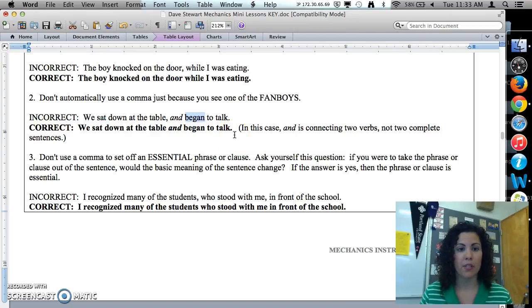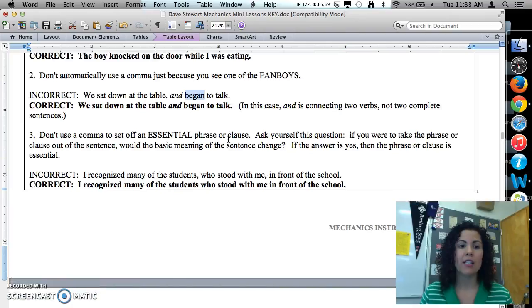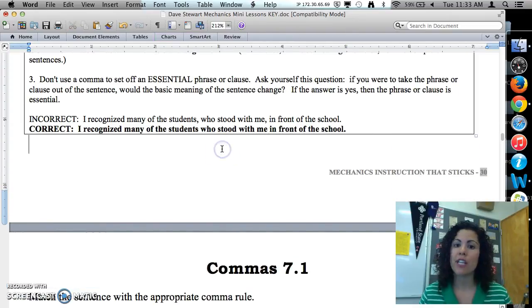Okay, very important. And then thirdly, you do not need a comma to set off an essential phrase or clause. Remember to ask yourself that question. If you were to take that phrase or clause out of the sentence completely, would the basic meaning of the sentence change? If the answer is yes, then the phrase or clause is essential.